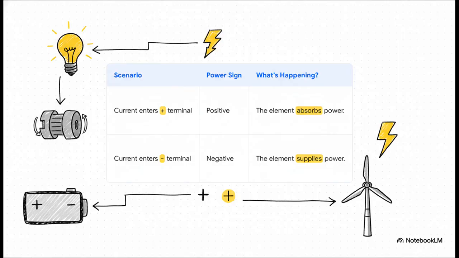But there's one last little piece to the puzzle. The direction the current is flowing tells us something really important. If the current flows into the positive end of an element, the power is positive. That means the element is absorbing power. Think of a light bulb or your phone when it's charging. But if the current flows out of the positive end, the power is negative, which means the element is supplying power, like a battery or a power plant.